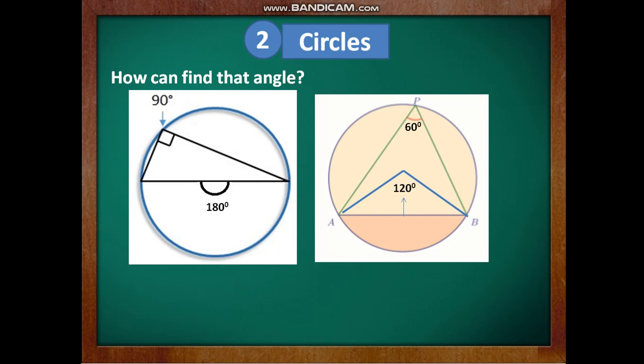So let's take another number. If it is 140, that angle will be 70 degrees. If it is 100, that angle will be 50 degrees. If it is 70, that angle will be 35 degrees. So the angle at P will be half of the central angle.